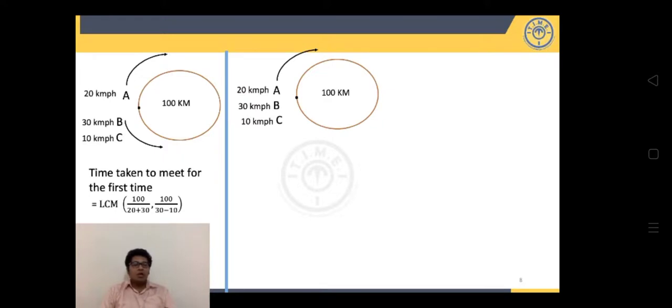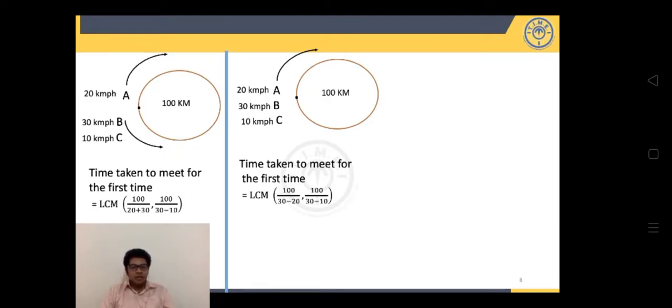Same thing, all are traveling in the same direction. So here the LCM of, let's say AB then AC. AB will be 100 divided by 30 minus 10. AC will be 20 minus 10. BC will be 30 minus 10. So you can take any two, AB and AC or AB and BC. Okay, take any common number. Now if I say AB and 30 minus 20, I am taking AB and BC. So 100 divided by 30 minus 20, comma 100 divided by 30 minus 10.